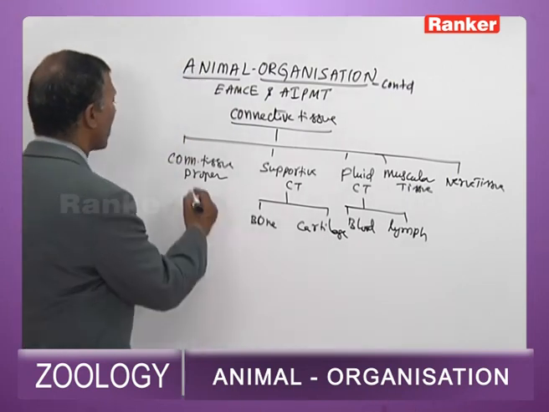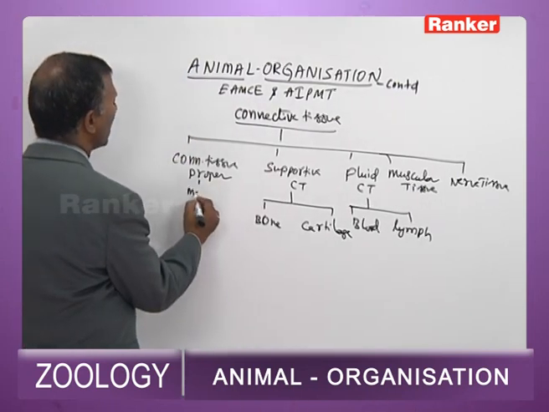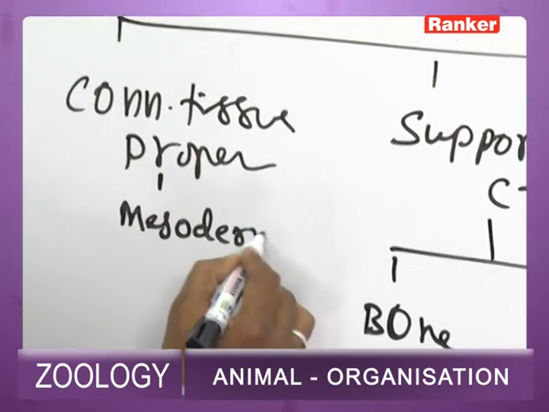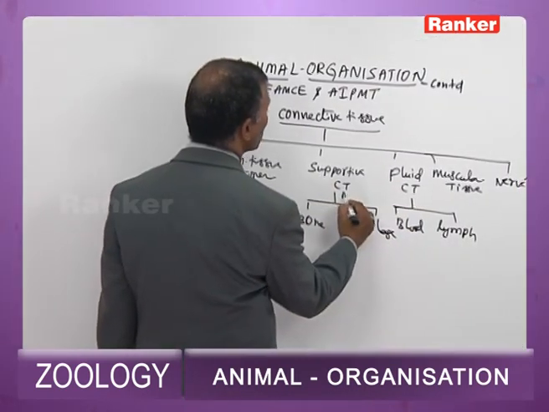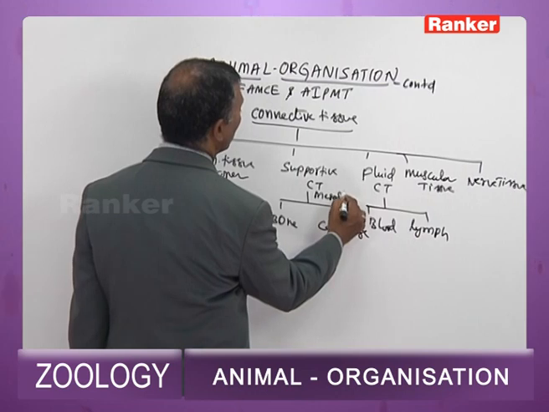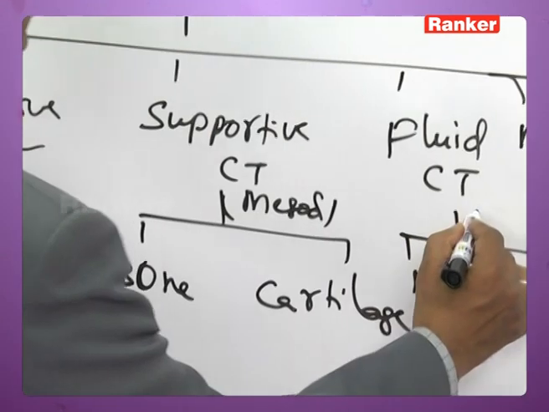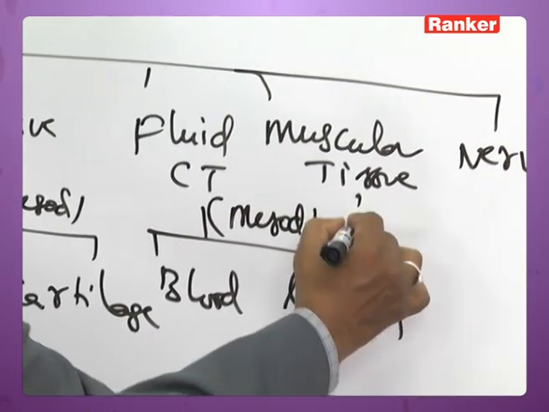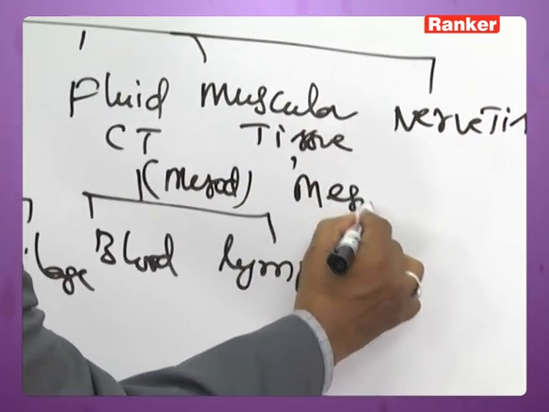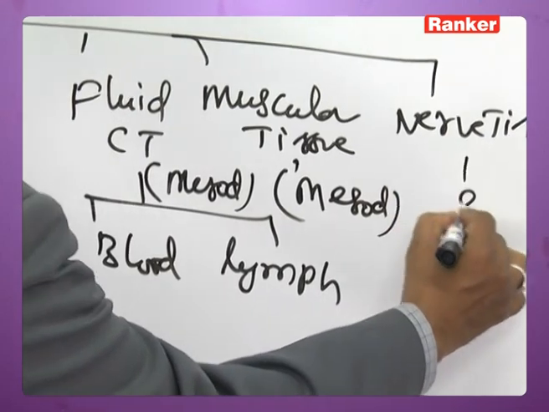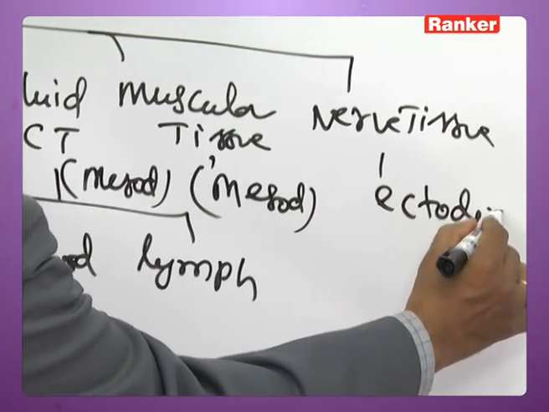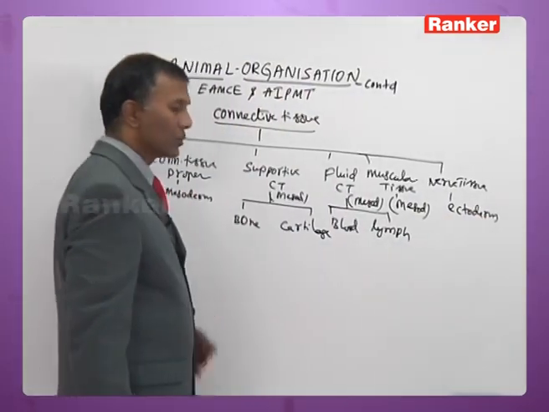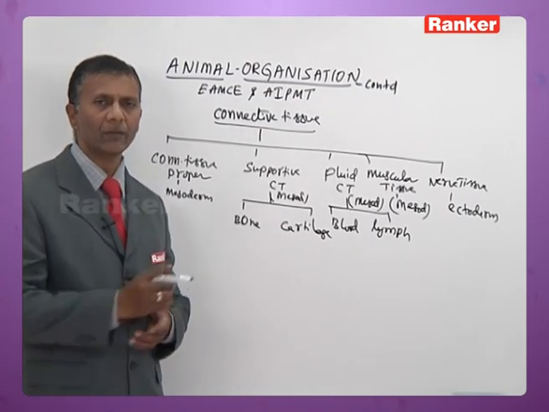Now this connective tissue proper is a derivative of mesoderm. Supportive connective tissue also originates from mesoderm. Fluid connective tissue also originates from mesoderm. Muscular tissue, most of the tissue is from mesoderm. Nerve tissue originates from ectoderm. That is the origin of the tissue here.